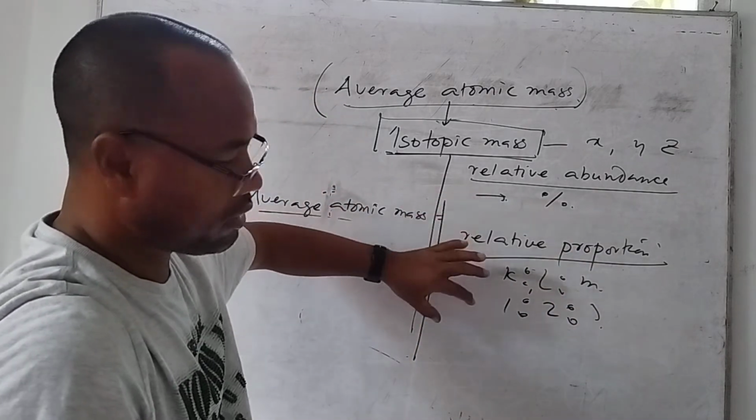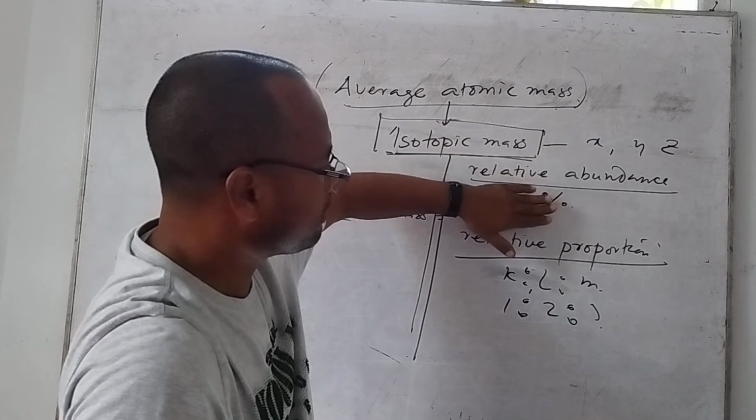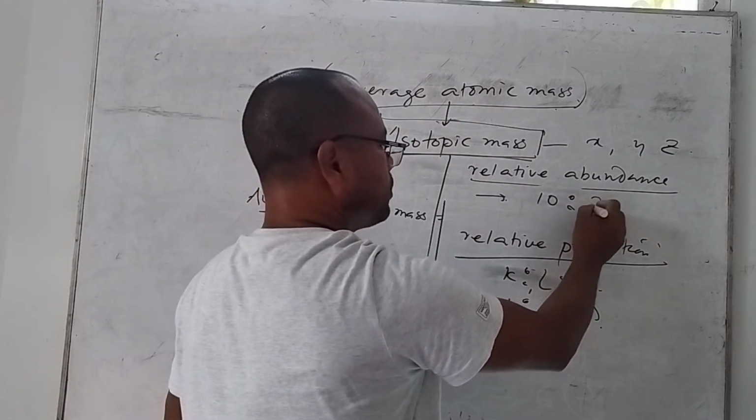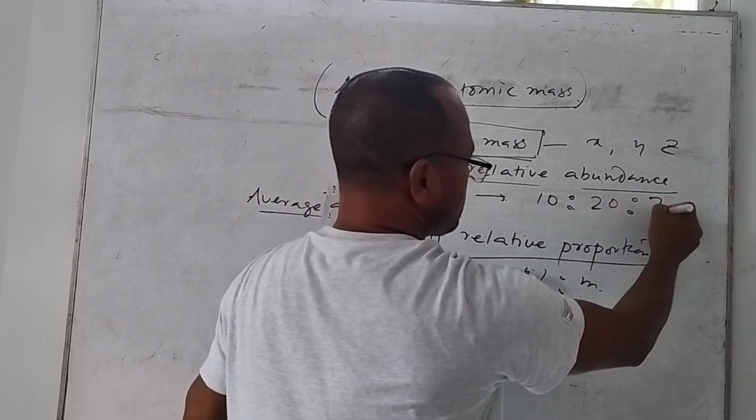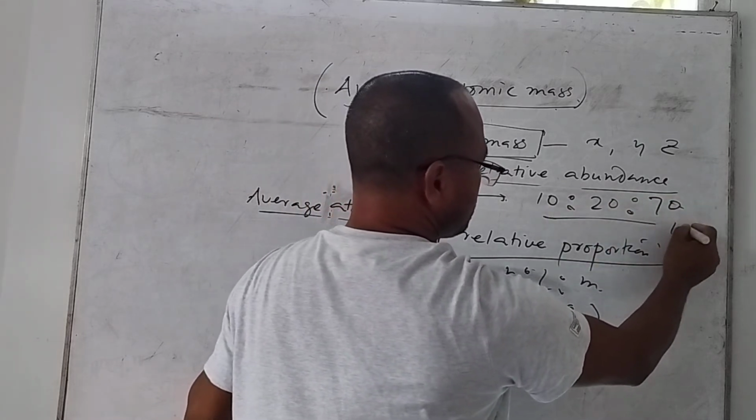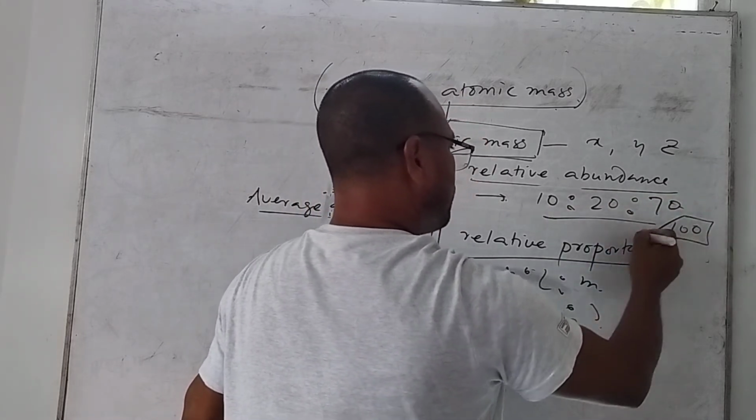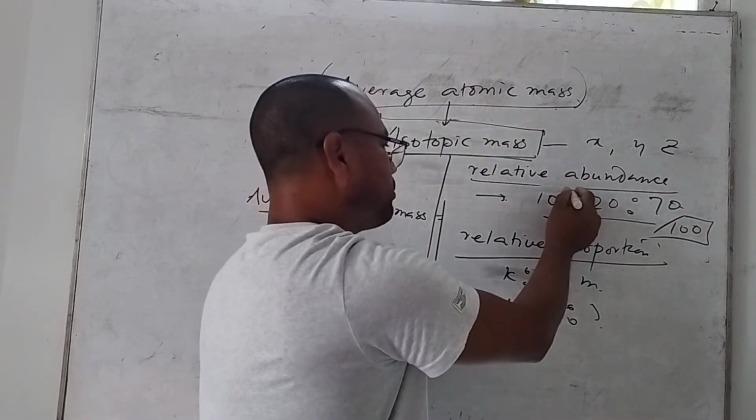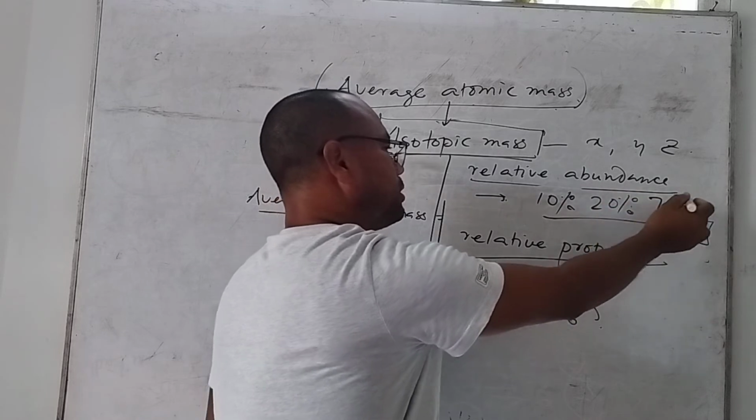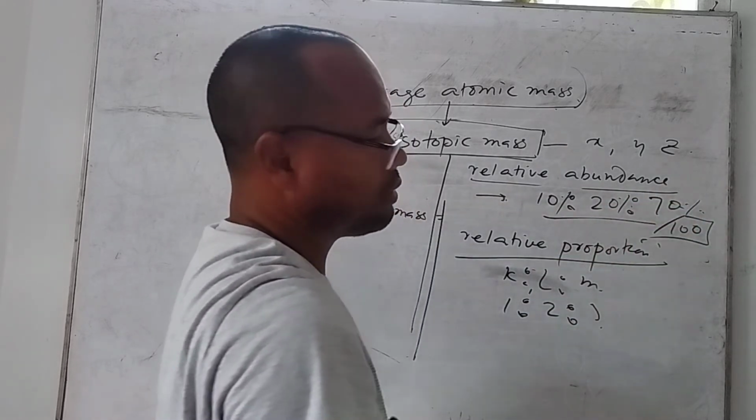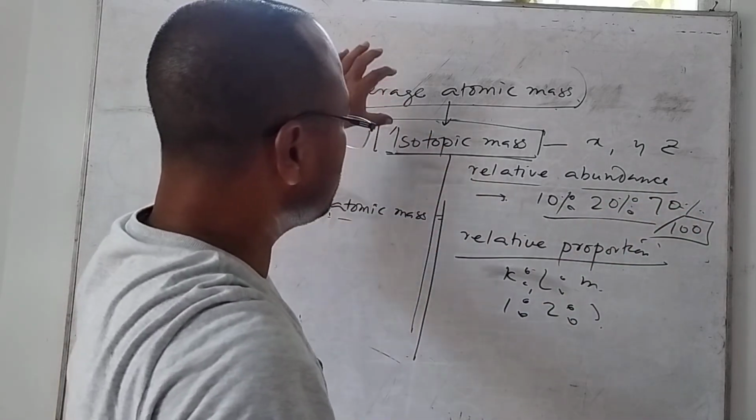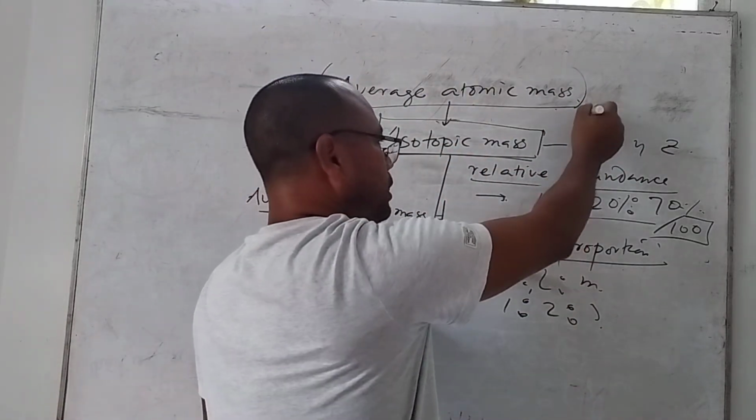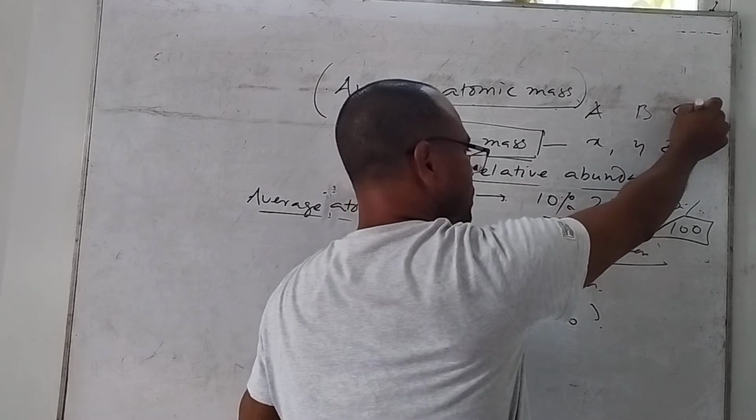So suppose the relative proportion or relative abundance is 10, 20, and 70, almost a percentage of 100. Now here the relative abundance is given as 10%, 20%, and 70%. See, now here we have 3 isotopes. Suppose they are A, B, C, right?